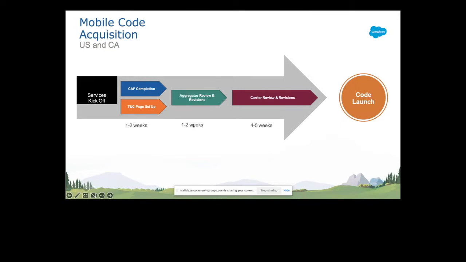After this is completed, you have to hand over this documentation to the respective aggregator, because the US has respective aggregators. You reach out to the aggregators, and they review the entire documentation and do a revision. Once this is done, the telecom company will give you the carrier reviews and revisions. After they have done everything, they'll ask you to launch the code, and you can launch and activate that code. The entire process will take at least 6 to 8 weeks, from my understanding, having worked with multiple countries.